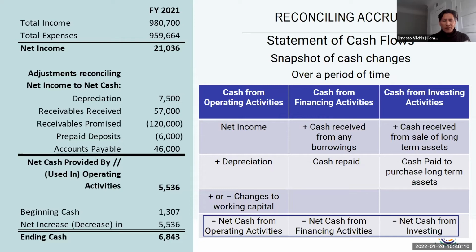So the statement of cash flows is basically a snapshot of how cash has been changing over time. This one is also a statement that is over a period of time.